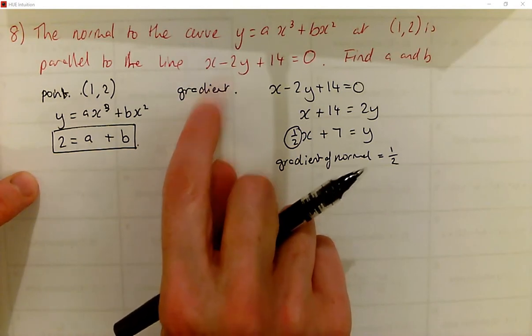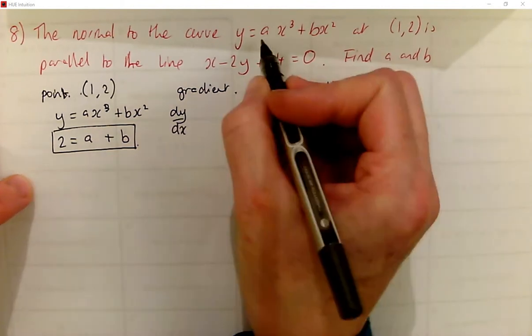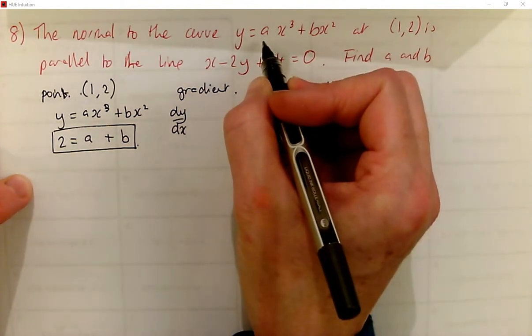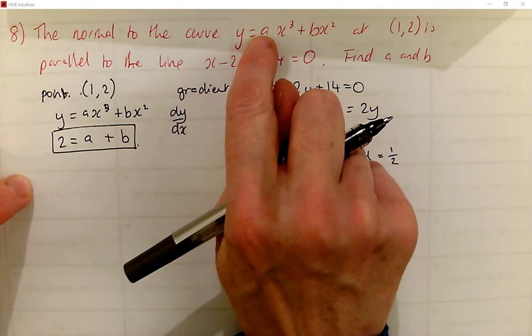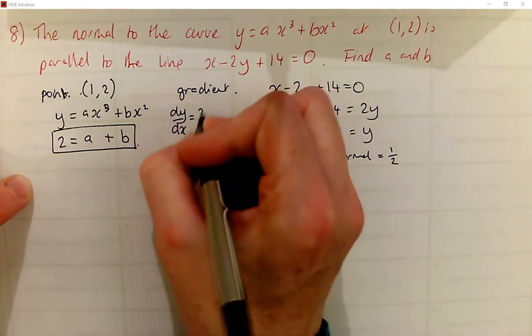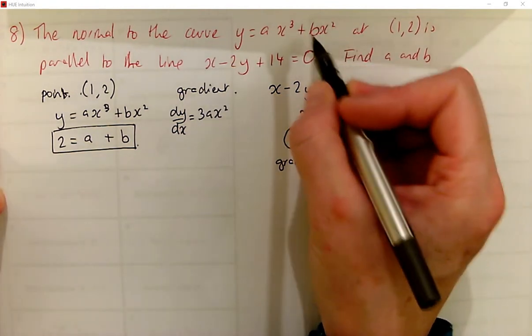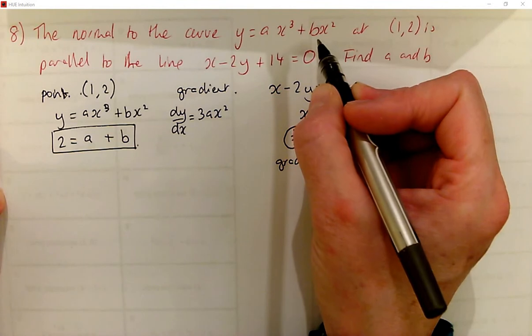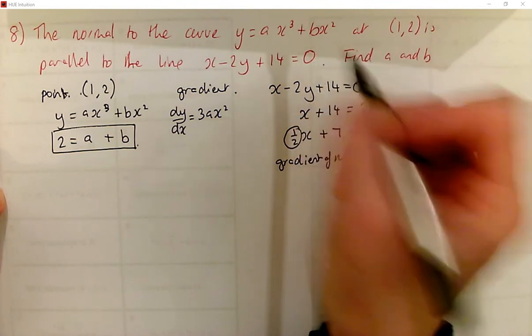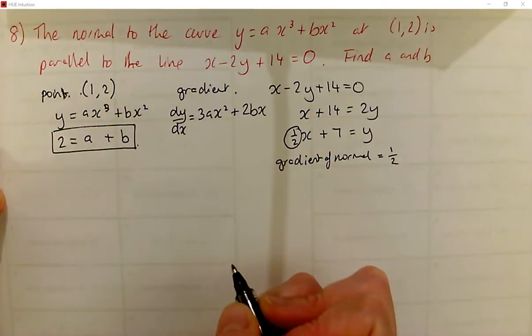Let's think about how we normally get the gradient. Well, we differentiate, don't we? So if we differentiate, remember that a is just a number. So we would do whatever this number is times 3x squared. That will give us 3ax squared. And then when we differentiate this, b is just a number, so we do that number times 2x. So it's plus 2bx.